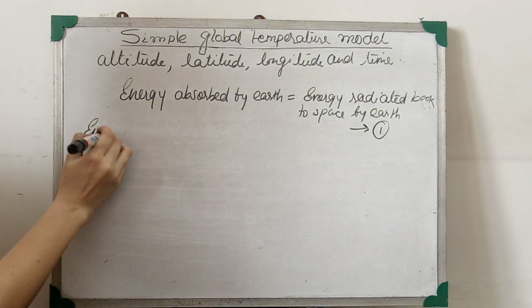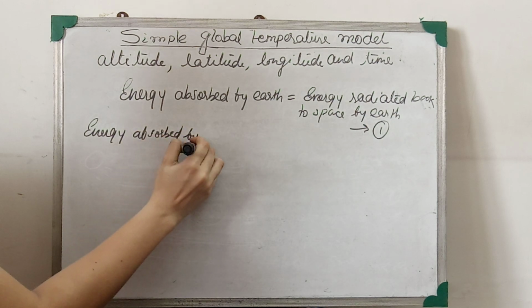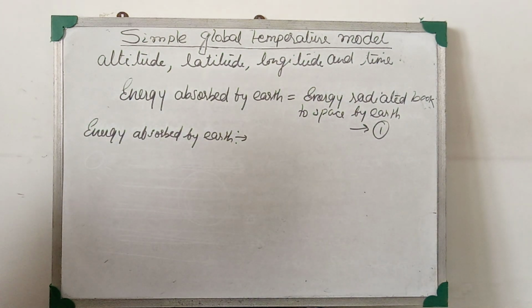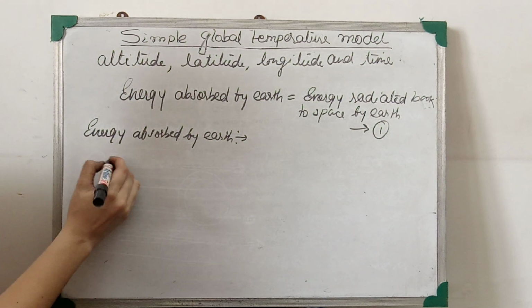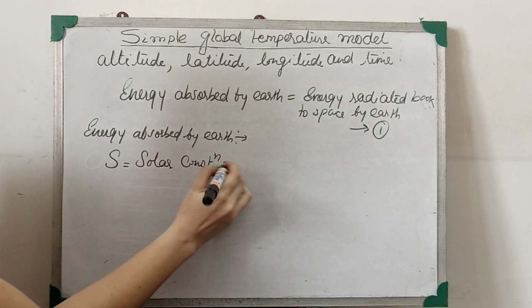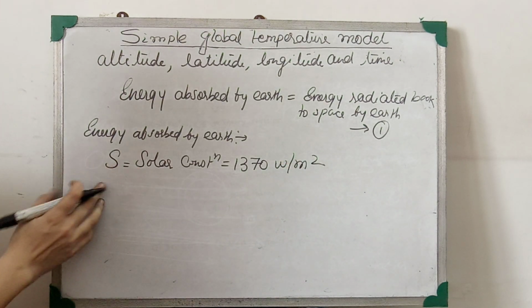First, we will calculate the energy absorbed by Earth. Solar radiation arrives at the surface of Earth planet just outside the Earth's atmosphere, and the value of solar intensity that is coming annually on the surface of Earth planet is equal to 1370 watt per meter square, and it is called the solar constant. It is symbolized with capital S.